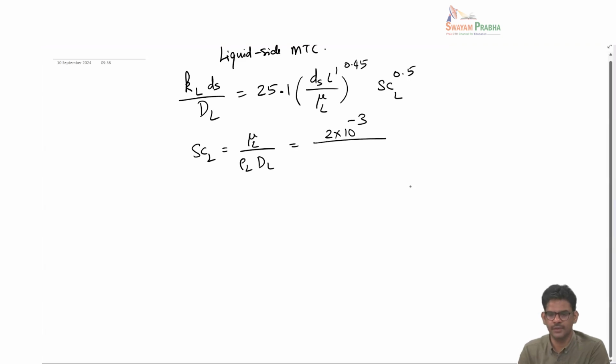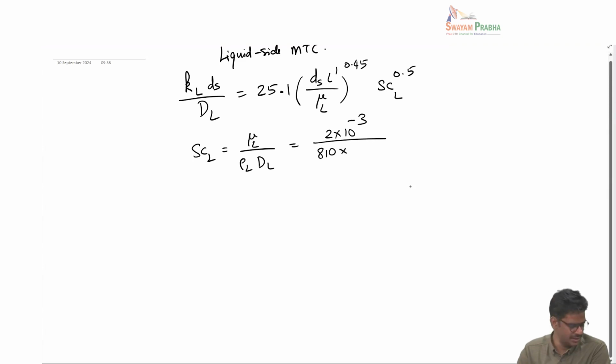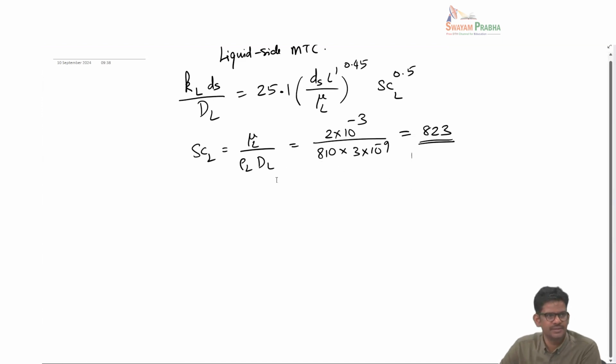The viscosity of the liquid was given in the problem itself. It was given as 2 centipoise. I'm converting into kg per meter second. So it's 2 into 10 power minus 3 kg per meter second. Rho L is 810 kg per meter cube, also mentioned in the problem. DL is mentioned in the problem as well. So generally the Schmidt number will be very large for the liquid, whereas for the gas it will be of the order of ones. But for the liquids, this would be of the order of thousands. Okay, so that's something you can cross check.